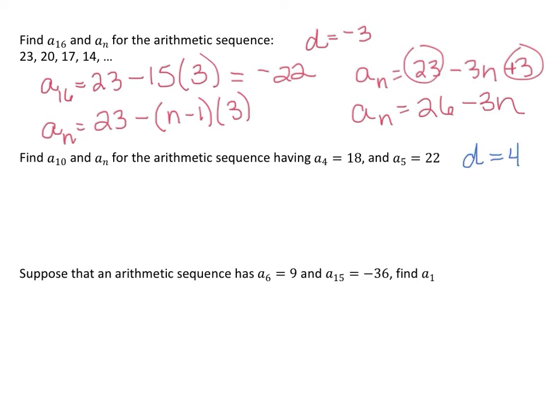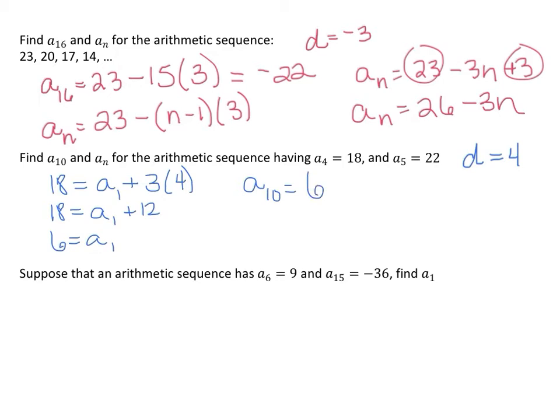From here, I need to find a sub 1, and to find a sub 1, what I'll do is I'll take my a sub 4, which is 18, and set that equal to a sub 1, plus, this is a sub 4, so I want 3 times my difference. So that's a sub 1 plus 12, so I get that 6 is equal to a sub 1. Now I have that, I can find a sub 10 pretty easily. 6 is my a sub 1, and I have 9 times 4.